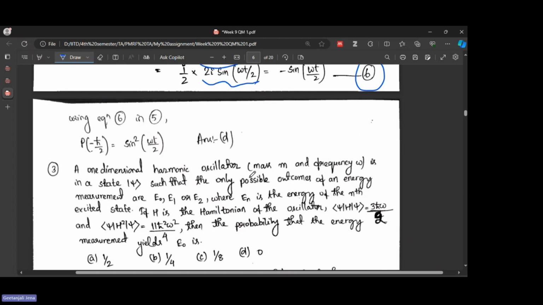En is the energy of the nth excited state. If H is the Hamiltonian of the oscillator, then it is given that the expectation of the Hamiltonian operator is 3 by 2 h bar omega. And the expectation of H square is 11 by 4 omega h bar square. Then it is asking about the probability that the energy measurement will be E0.